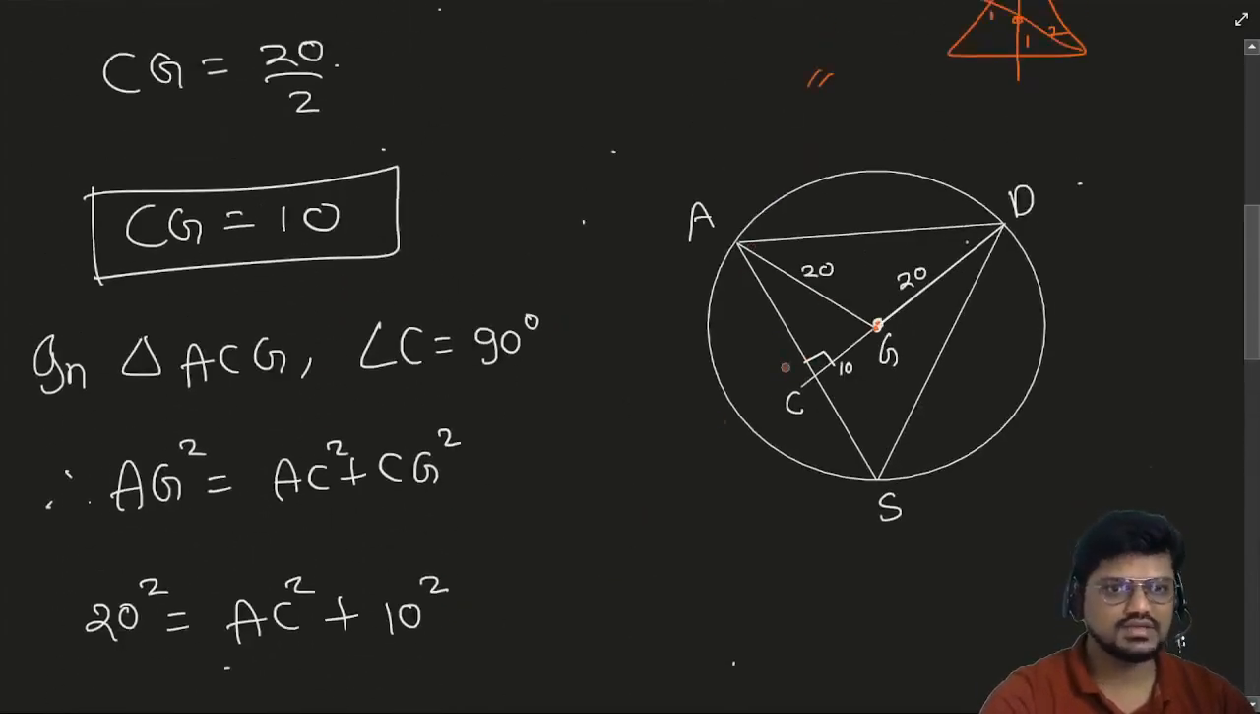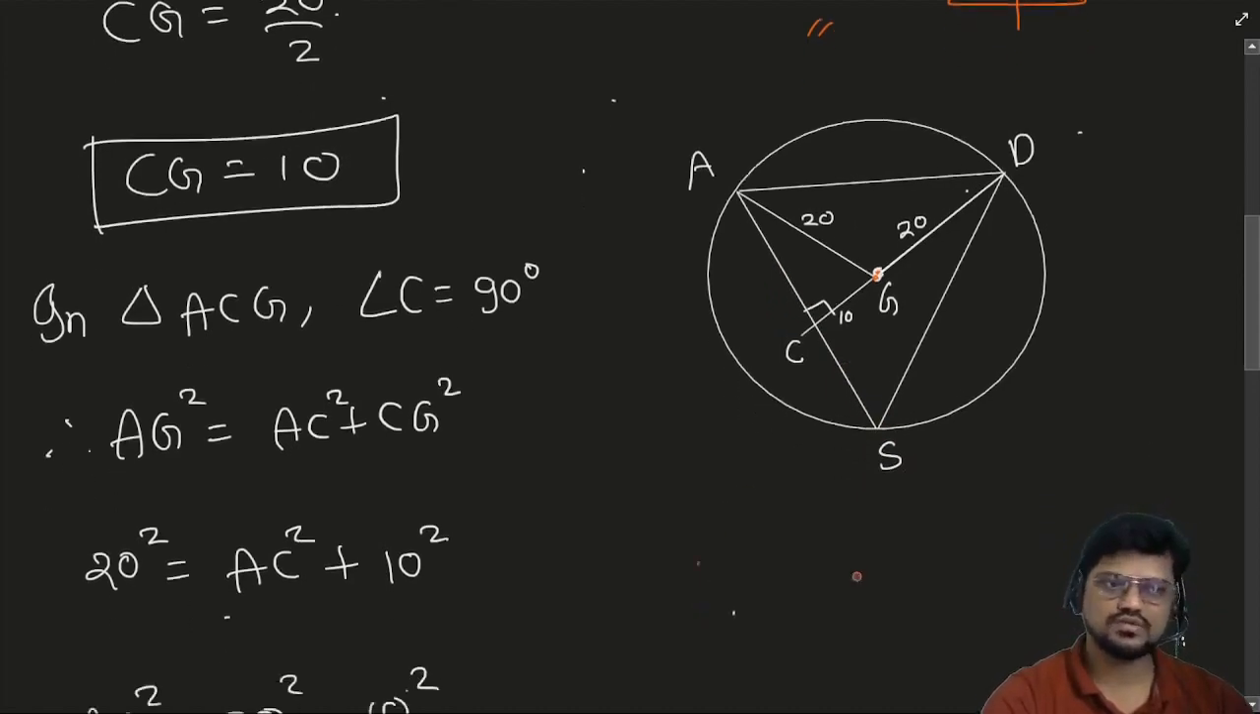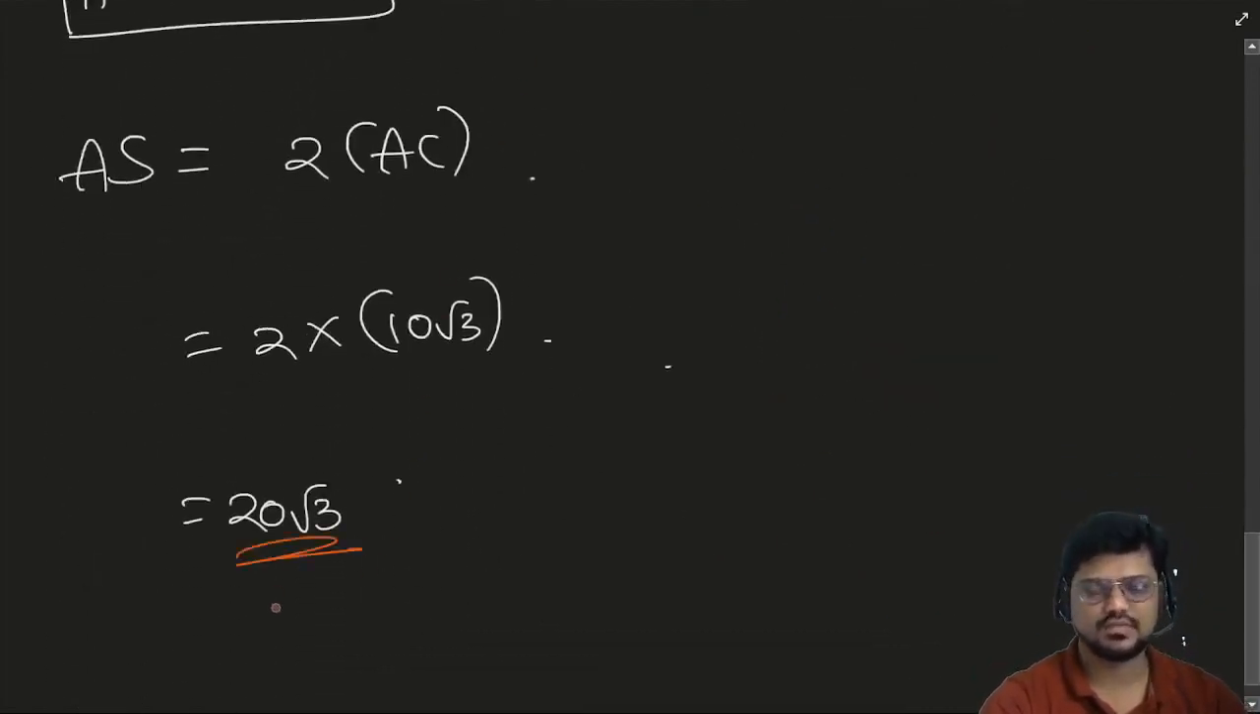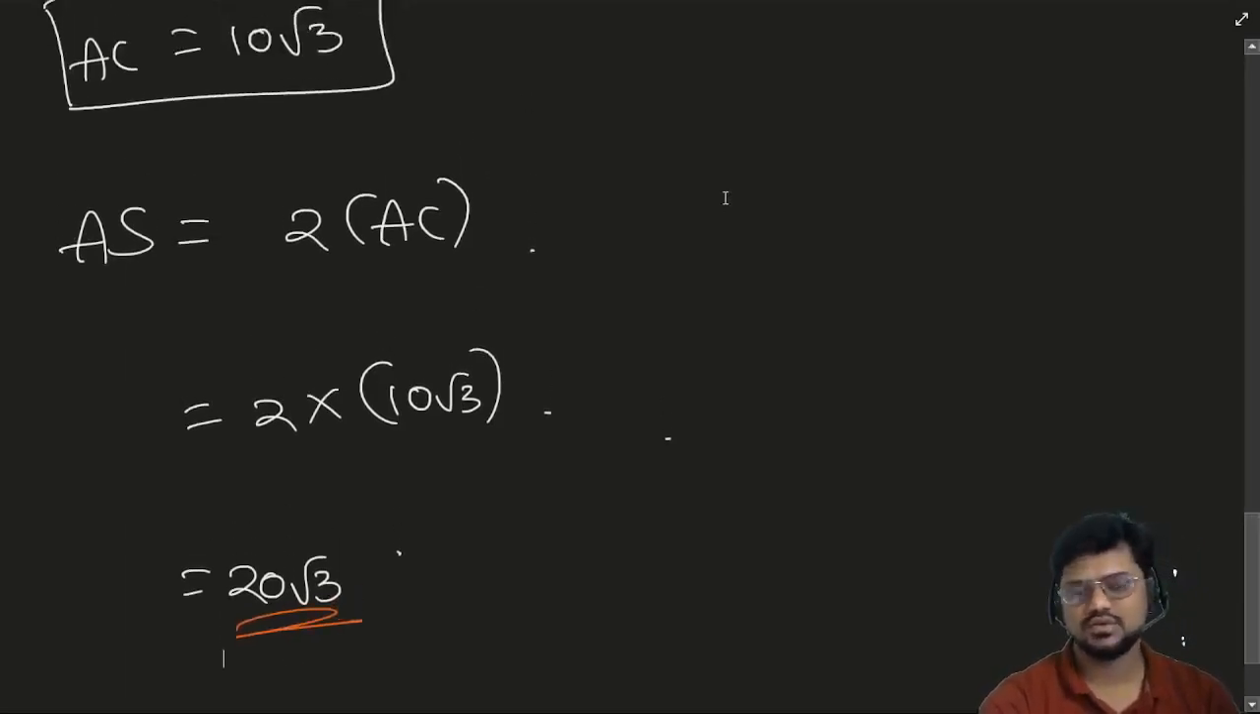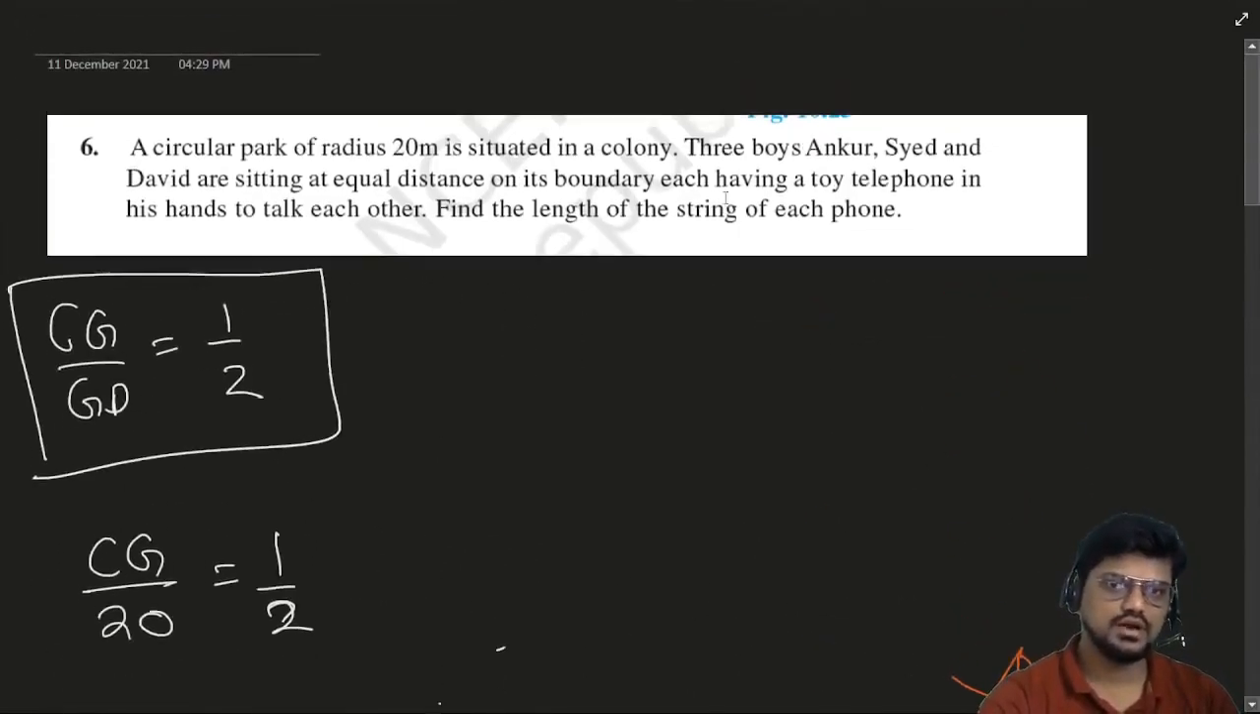Once you get the value of AC, I can get the value of AS, because AC is the perpendicular bisector of the chord. This is perpendicularly bisected, so this length will be twice of this. So AS will be the length of the required string, and that's what we have found over here. Got it? Yes, sir. Now the next.